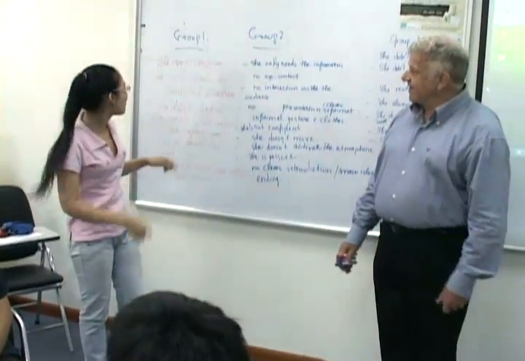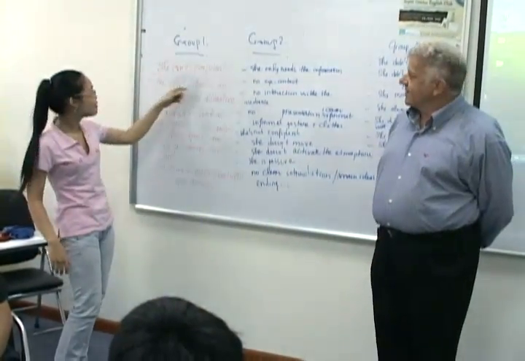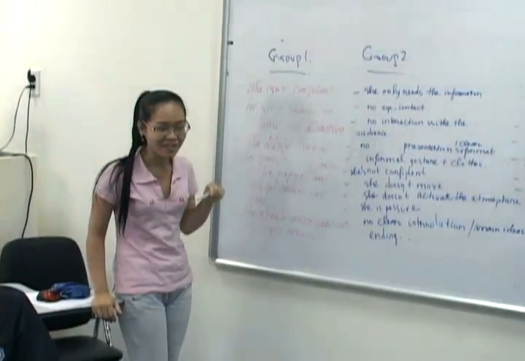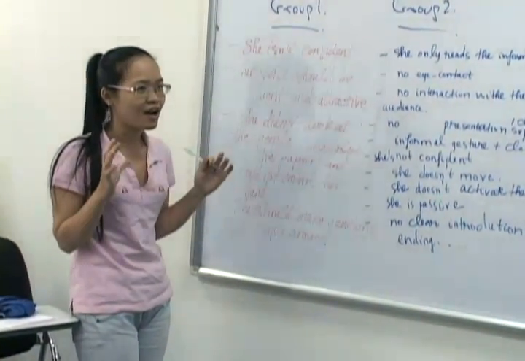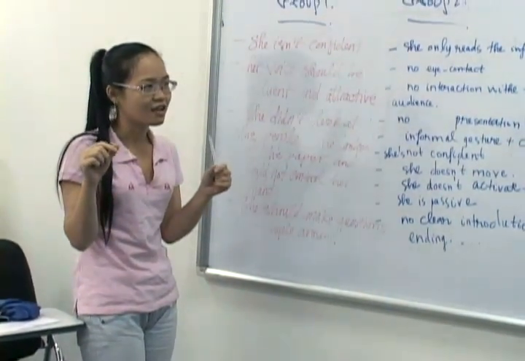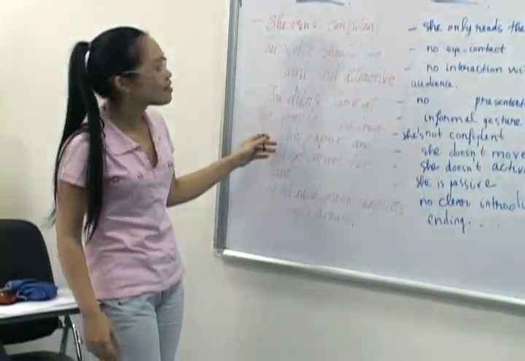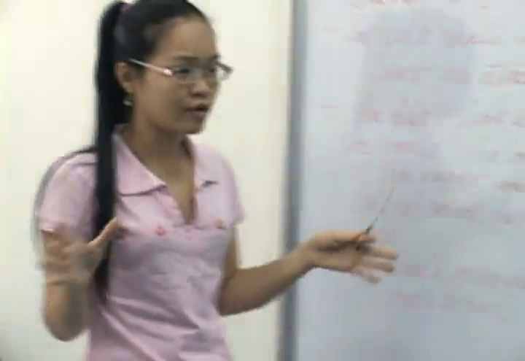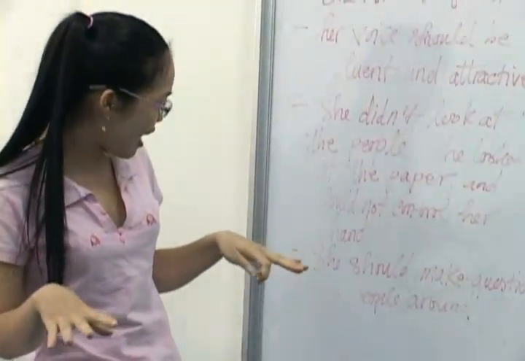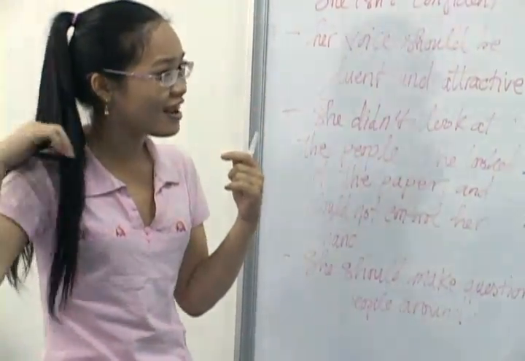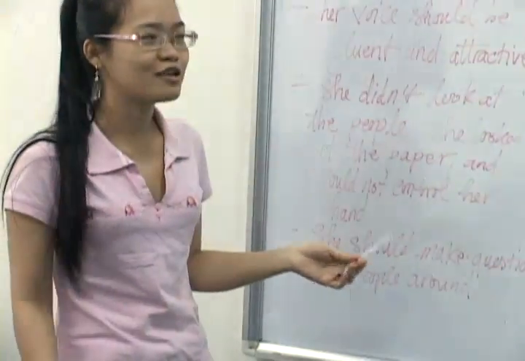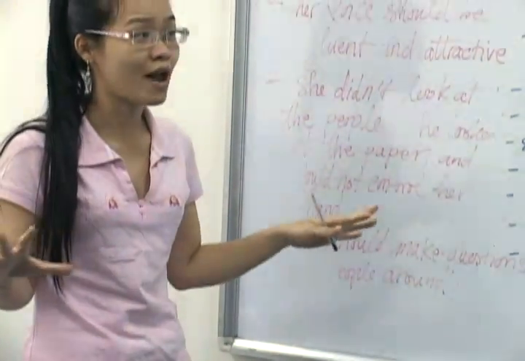In our discussion, we all agree that the speaker is not confident. And my friend said that her voice should be fluent and more attractive. Yes, she needs to have some intonation. Intonation, that's right. Some stress on the sentence. She spoke very much the same throughout, without eye contact. She just kept looking at the paper, and she cannot control her hands. And my friend said that the speaker should make some suggestions to the people around. That's right.